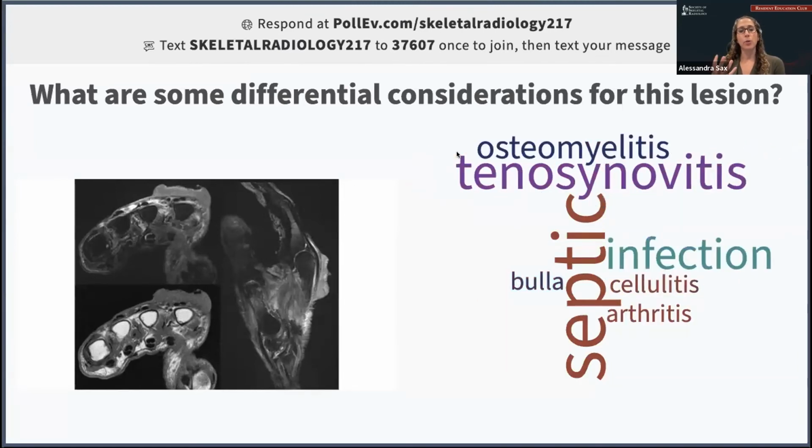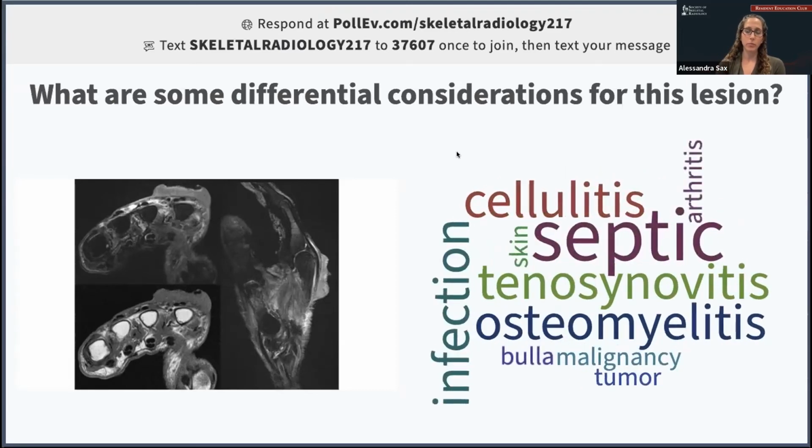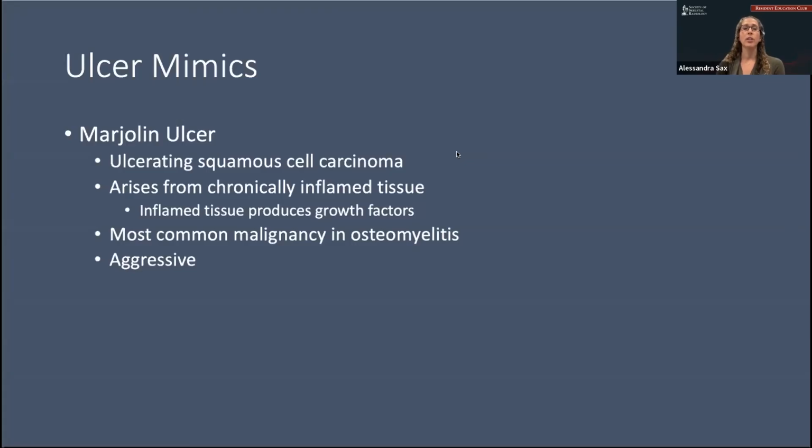I think it's always important to recognize, even though the clinical suspicion may be infection, what else could it be? So this happens to be a marjolin ulcer. This is a case of an ulcerating squamous cell carcinoma in the setting of chronically inflamed tissue. Because of the chronically inflamed tissue, it's the most common malignancy in patients who have osteomyelitis, and it's very aggressive. So it's going to be debrided aggressively, and then it tends to recur locally often.